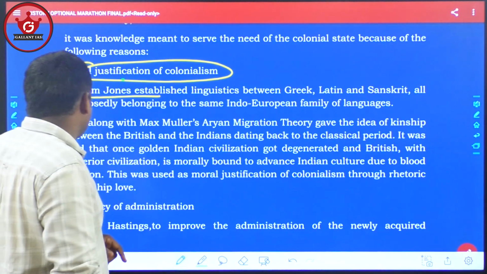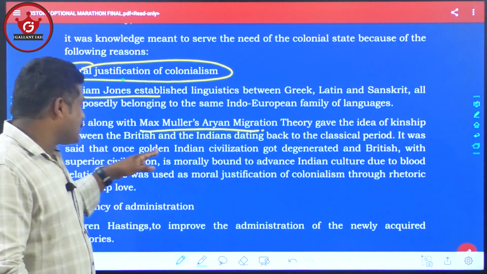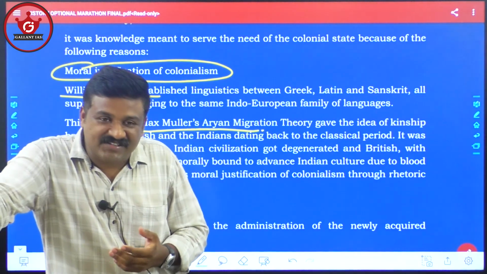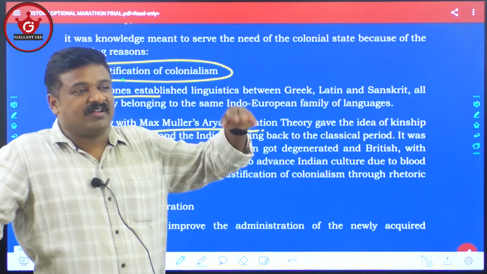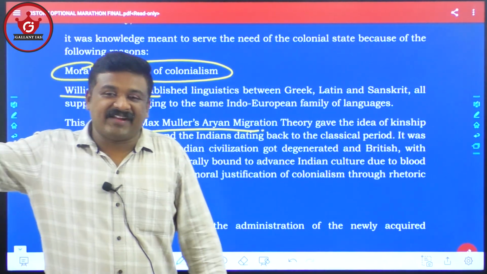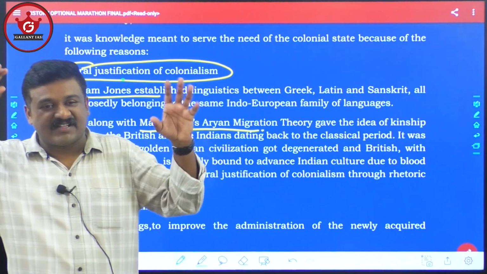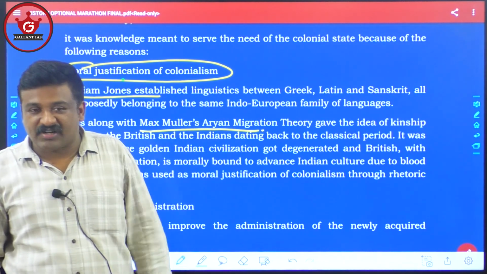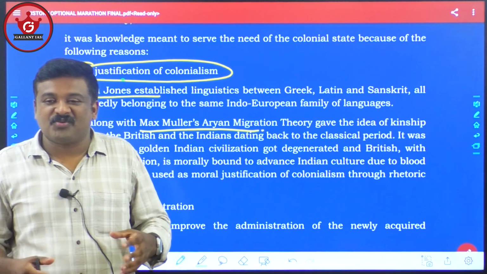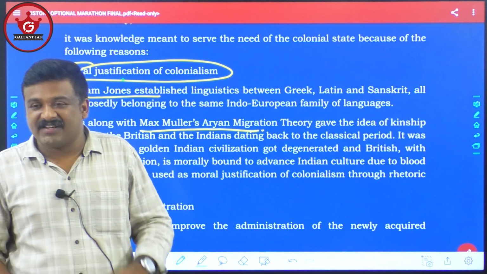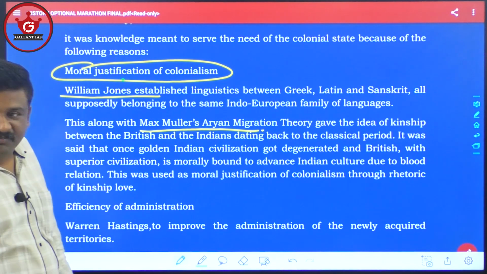ഓക്കെ, now see, Max Müller's Aryan migration theory. It also indirectly gives a message that we all belong to the same blood. Max Müller says that the Aryans migrated from somewhere in Central Asia, or from the southern stretches of Russia, the Arctic regions, etc. Different theories are there. So somewhere they wanted to make a relationship between these Europeans and Indians. So actually, they gave a moral justification to colonialism by such a kinship theory.